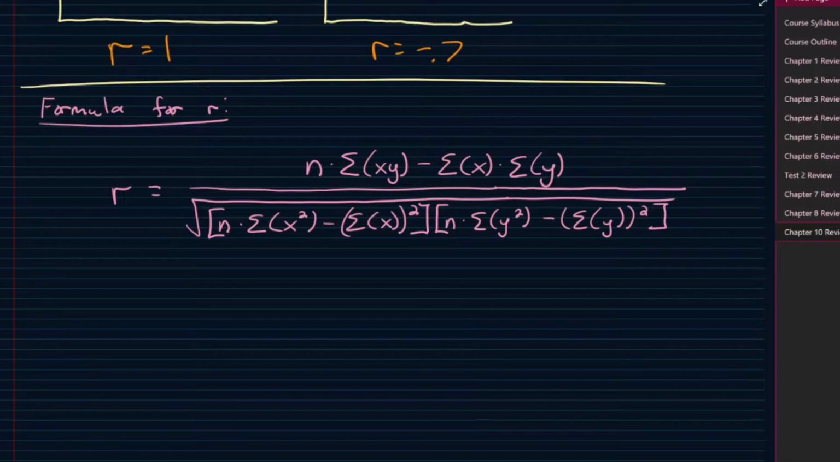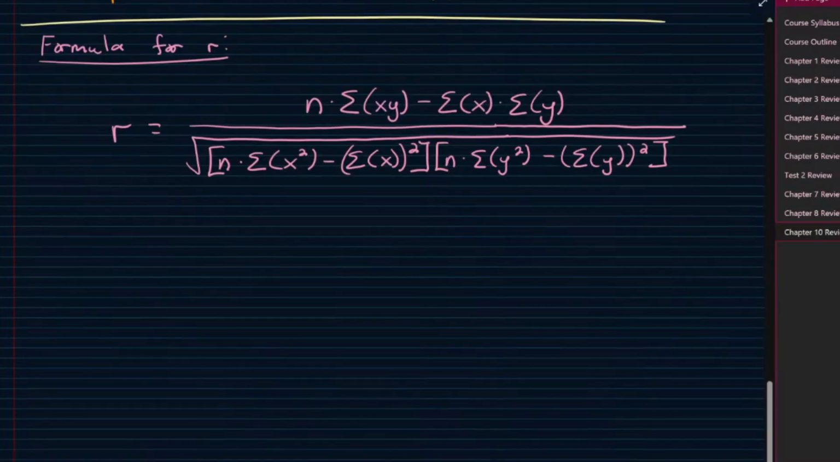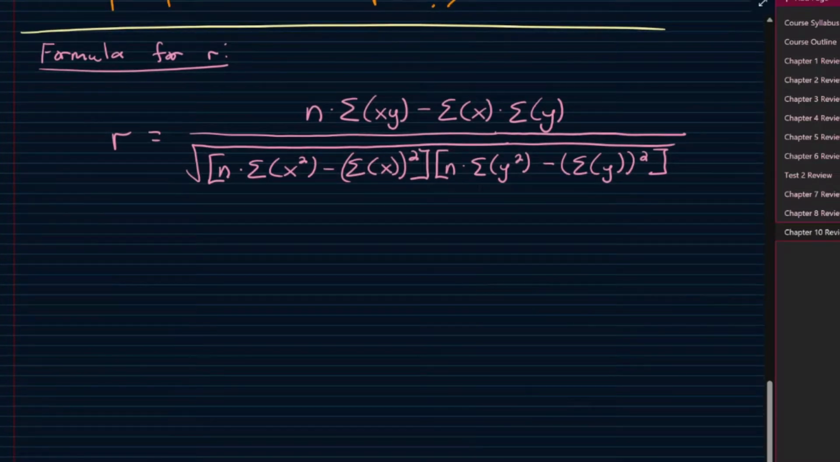The first bracket is n times the sum of all the x squareds, minus the sum of all the x's, squared. And then the right bracket, we've got n times the sum of all y squareds, minus the sum of all the y's, squared. Then you multiply those together and take the square root of them; that's the denominator. I know, it's a very, very awful formula. We'll do some examples to try to compartmentalize all the data in a more digestible, understandable way.